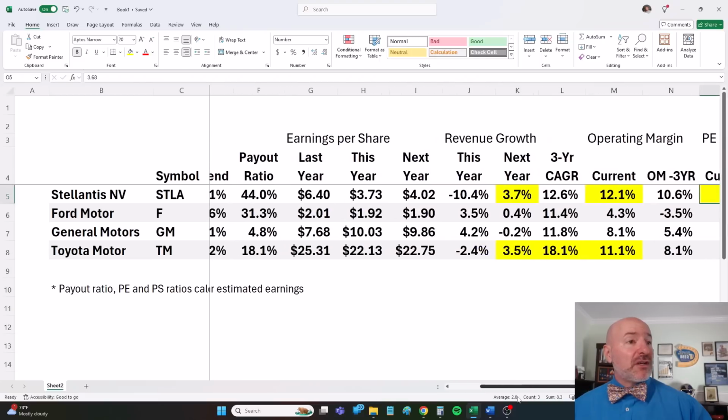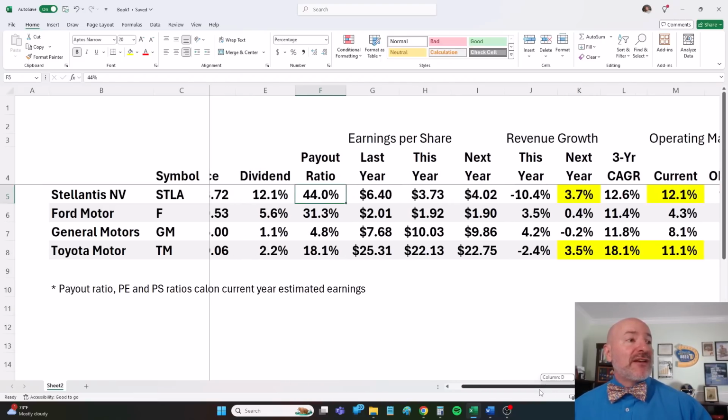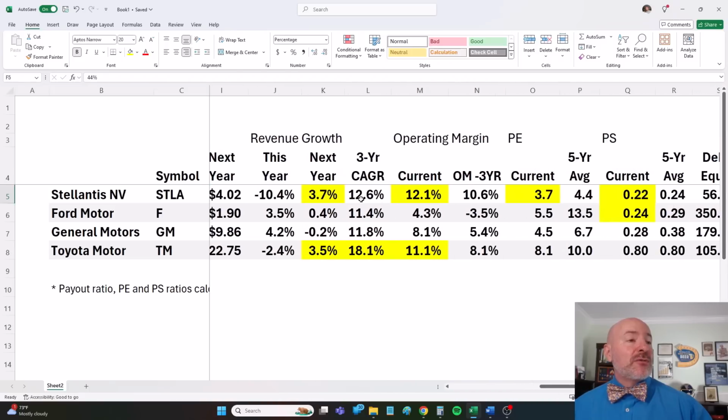I would want to double check why earnings have dropped so much this year, and how long I think it's going to take them to get back up to $5 or $6 per share earnings. If that payout ratio is durable, if that dividend is durable, I want to look at the 3-year compound annual growth rate. This year and next year, why did sales drop 10% this year? Why are they going to rebound next year? And what's the longer term trend for that stock?